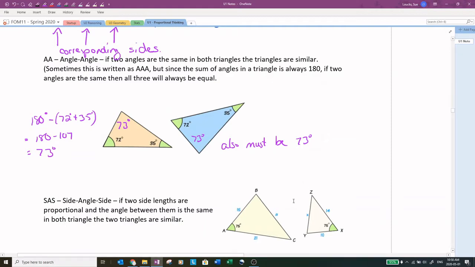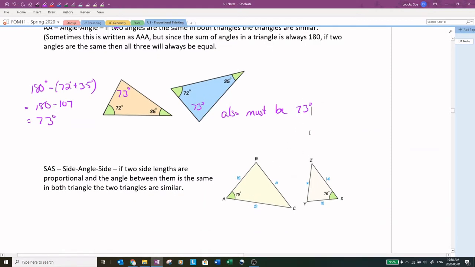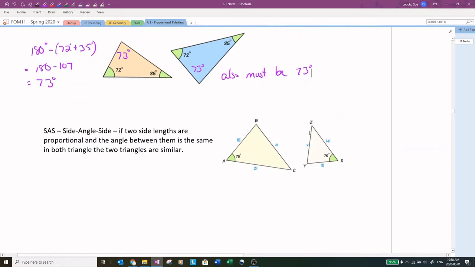Okay, third way is side angle side. And you know what, this one, I just need you to trust me on this one. But what side angle side means is that you've got a side and an angle, and then the next side. So they're in order: side, angle, side. And then on this one, we've got a side, an angle, and a side. And the angles are the same and the sides are proportional. The triangles have to be similar. Okay. It's a little more complicated to explain that, and you don't really need to know. So let's just leave it at that.